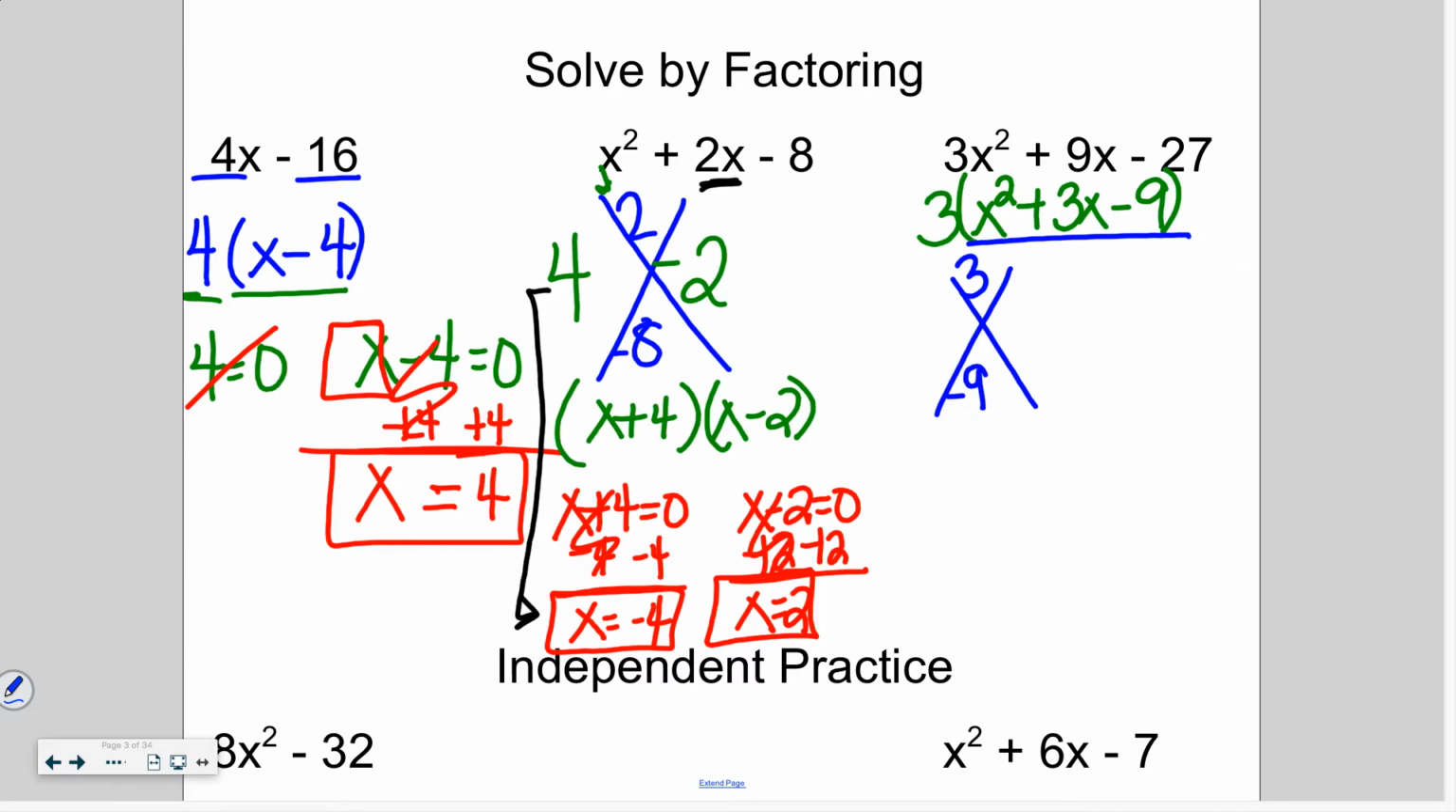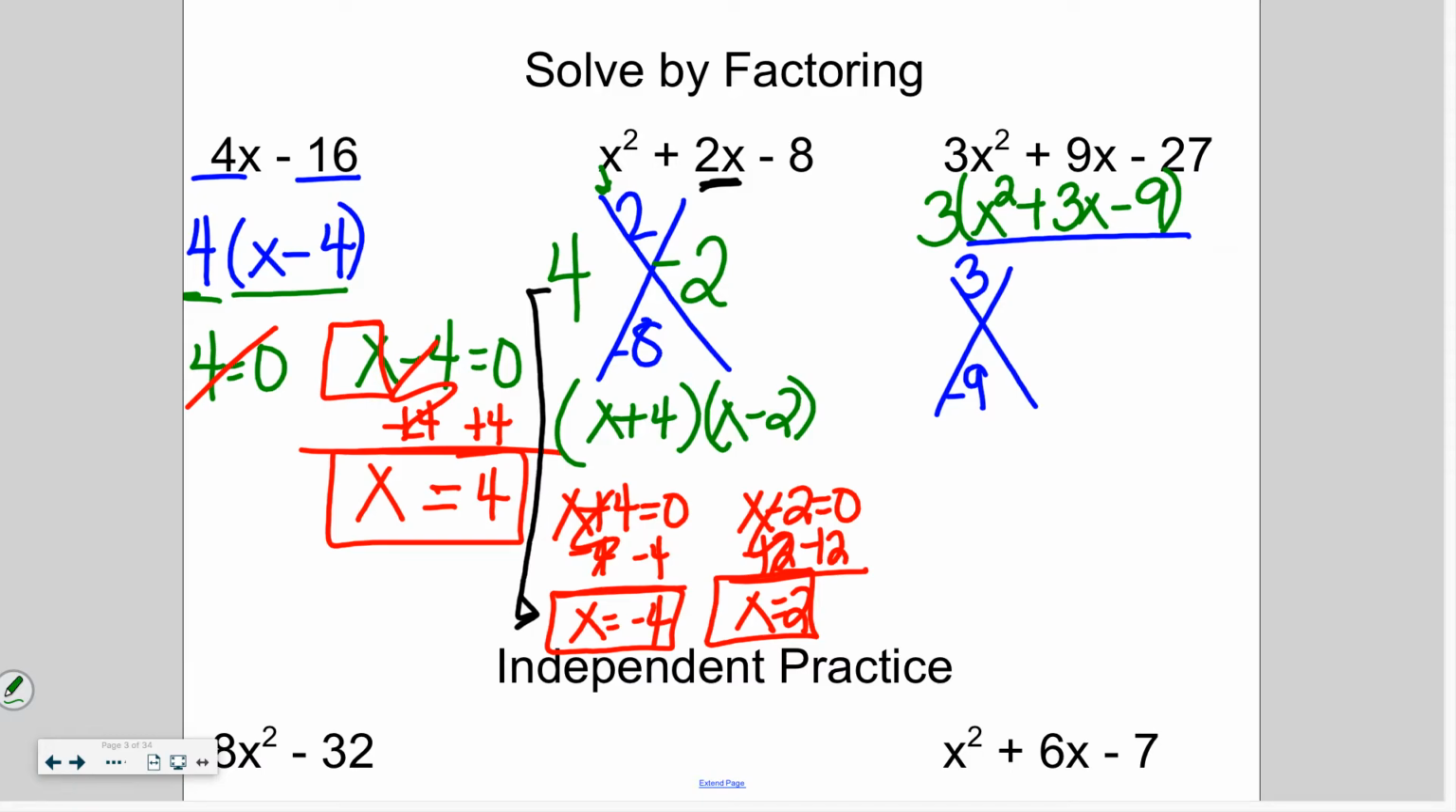1 plus 9 gives me 10. Then I have 9 minus 1 gives me 8. So 8 or 10, that's not going to work. Then I have 3 and 3. 3 plus 3 is 6. 3 minus 3 is 0. So this one is not going to work that way.